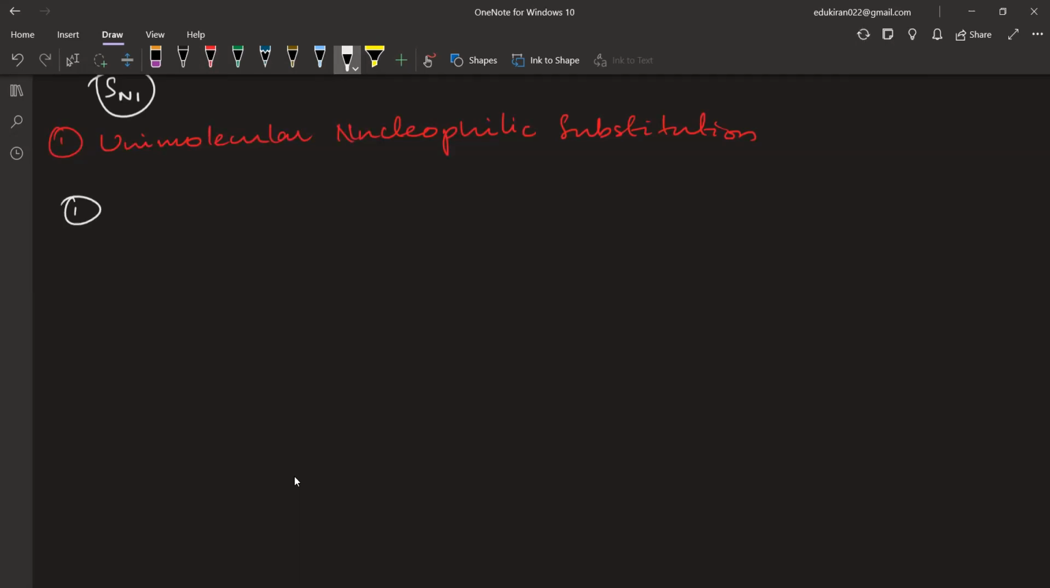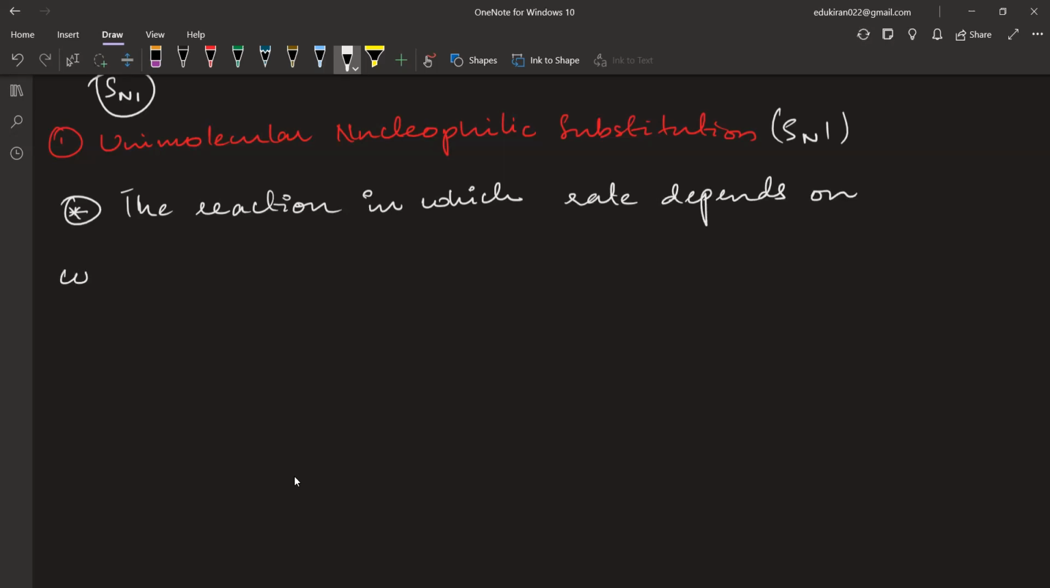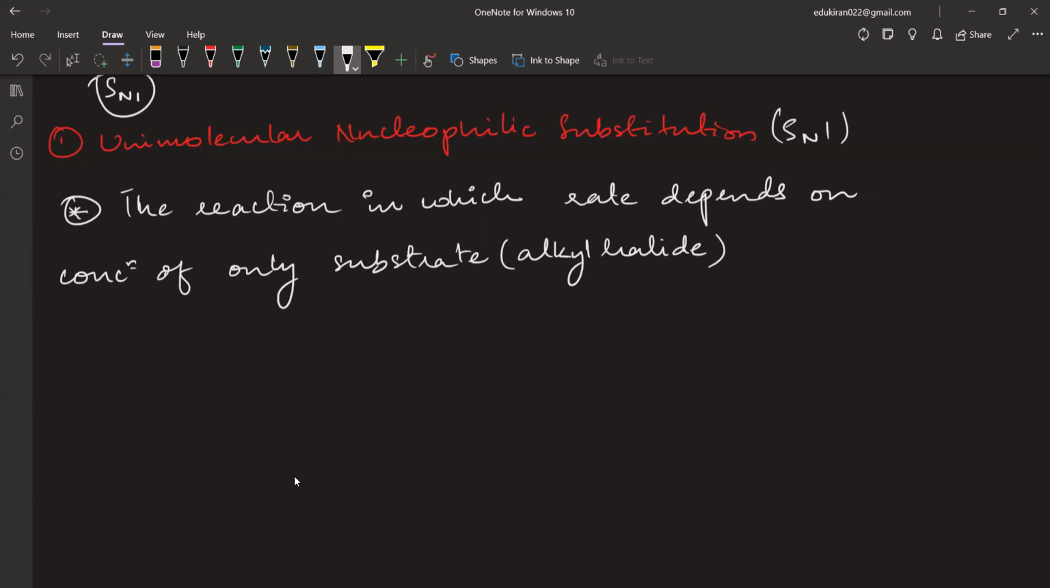Now, the reaction in which the rate depends on the concentration of only the substrate, here the alkyl halide, is called unimolecular nucleophilic substitution.